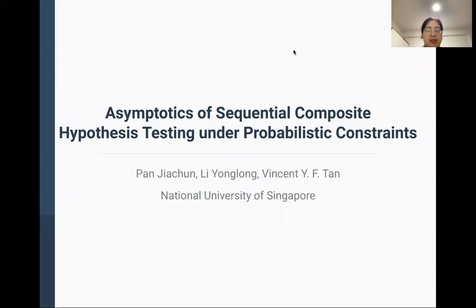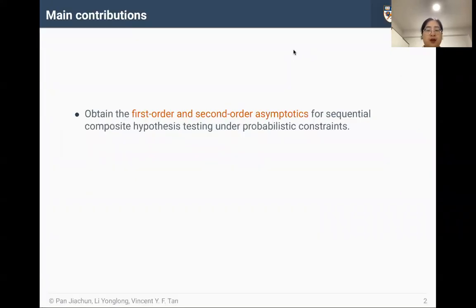Hello everyone, my name is Pan Jiachun. I will introduce my work, Asymptotics of Sequential Composite Hypothesis Testing on the Probabilistic Constraints. It's a joint work with Yonglong and Vincent, all of us from National University of Singapore.